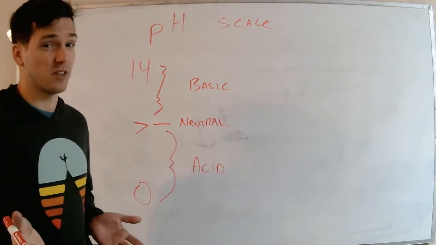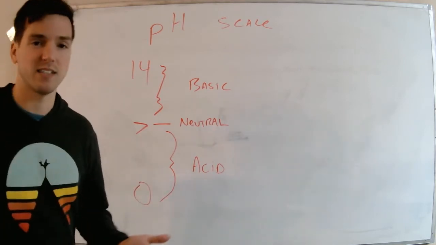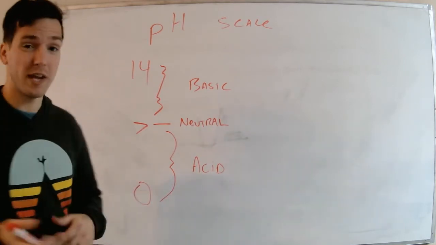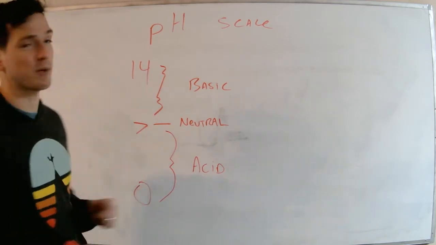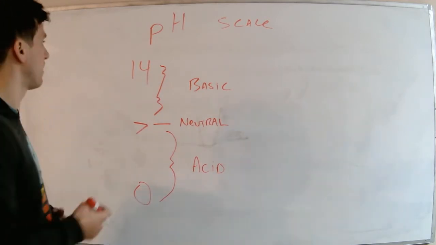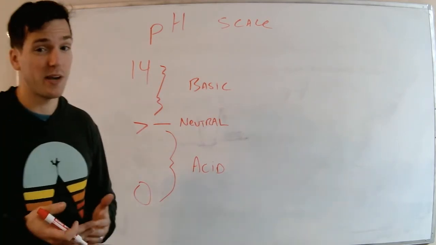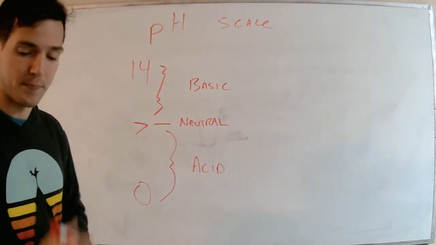There's also this thing called the pOH scale, which is just the exact opposite. The pOH scale goes from 0 to 14, but from 0 to 7 it's a base, and from 7 to 14 it is an acid. We mostly use the pH scale, but it's just good to know that there is a pOH scale out there, but it's just the exact opposite.